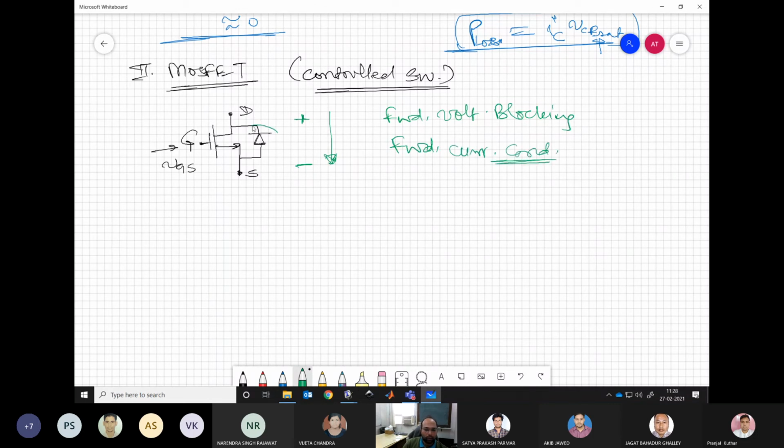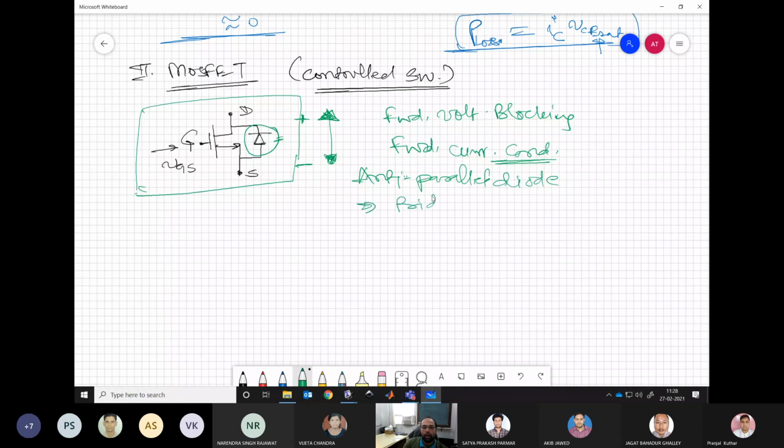Now because we have the body diode also available over here, it gives another addition in the current conduction. So we may have bidirectional current conduction with the practical MOSFET, having the anti-parallel diode. Because of this anti-parallel diode, what we get is bidirectional current conduction.